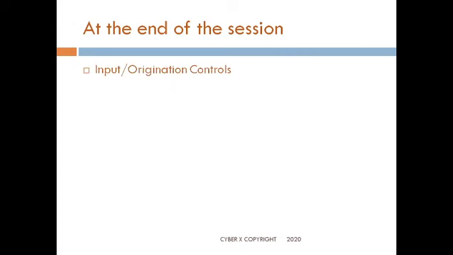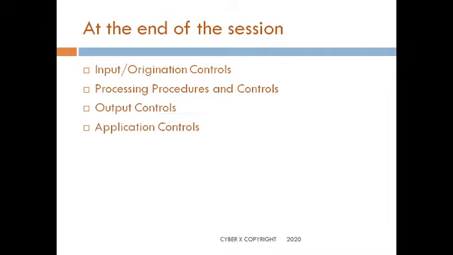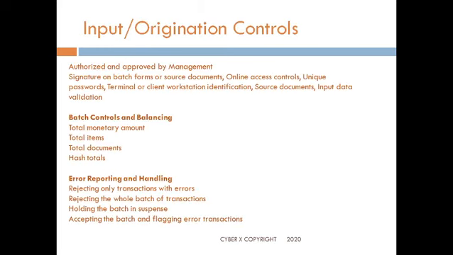We would be checking on input origination controls, processing procedures and controls, output controls, application controls, user procedures, decision support systems. Input or origination controls: what are these? These are controls which are authorized and approved by the management. This could be in the form of a batch, signature on the batch forms or source documents, online access controls, unique passwords. It could be terminal or client workstation identifications, source documents, input data validations, batch controls and balancing.